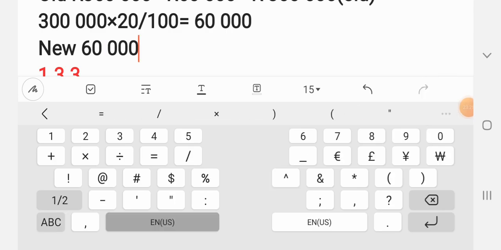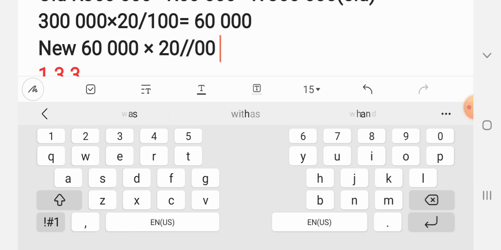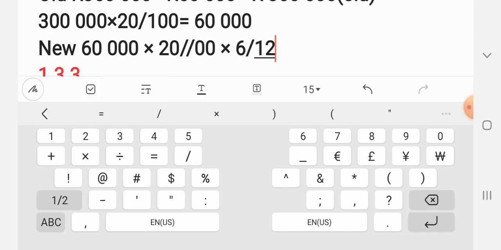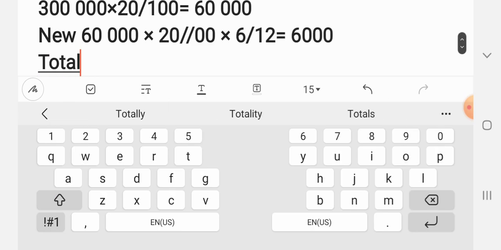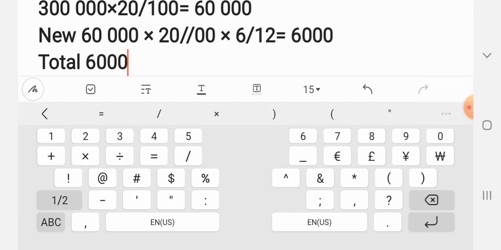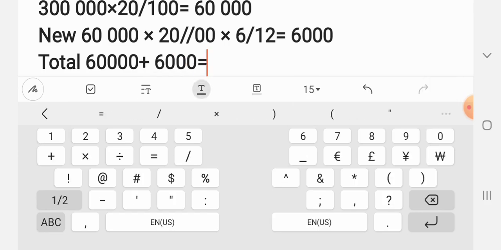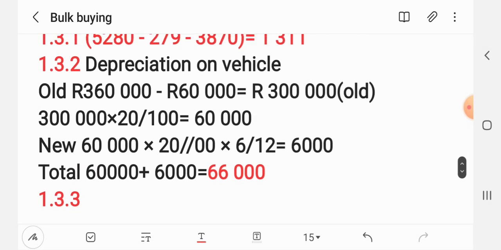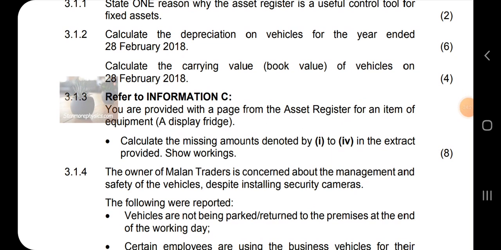60,000 multiplied by 20 divided by 100, and we had the motorbike for 6 months, so that is 6 months over a total of 12 months, and that's going to give us 6,000. So total depreciation will be the 60,000 plus the 6,000, which will give us 66,000 rand. So that is 1.3.2. Then we also calculate the carrying value, book value of vehicles on the 28th of February.